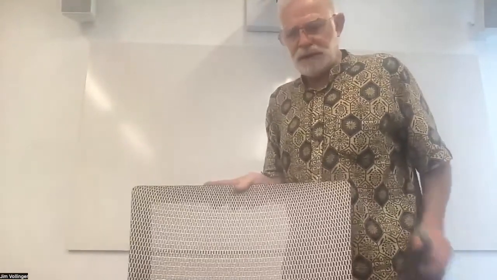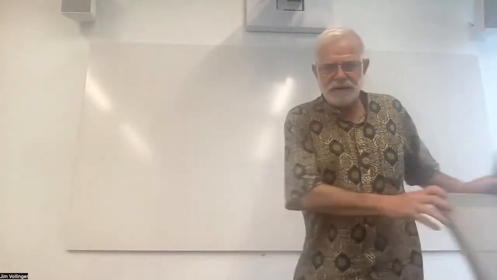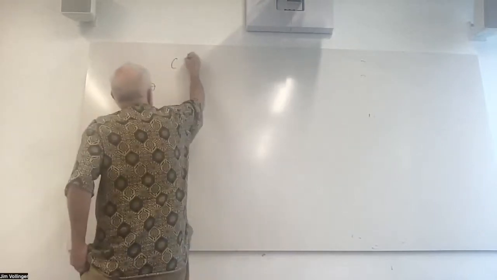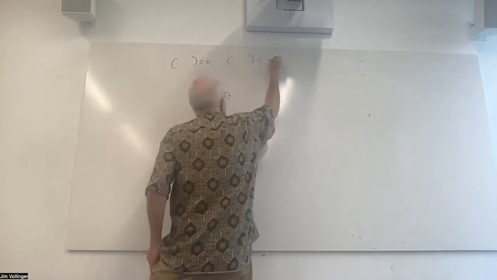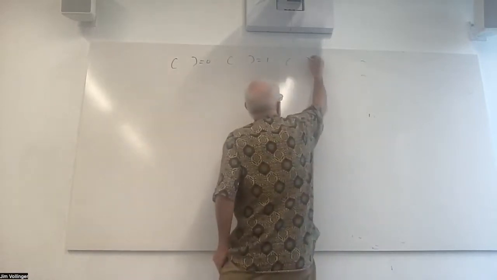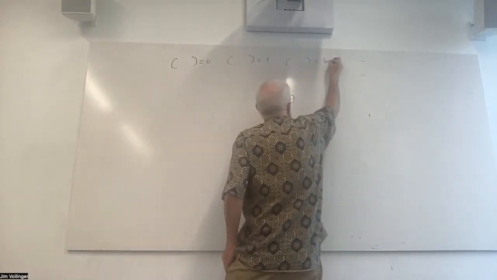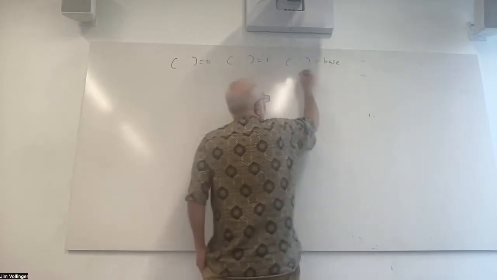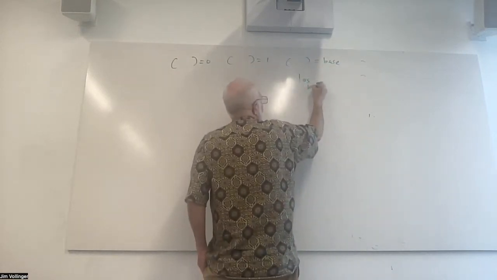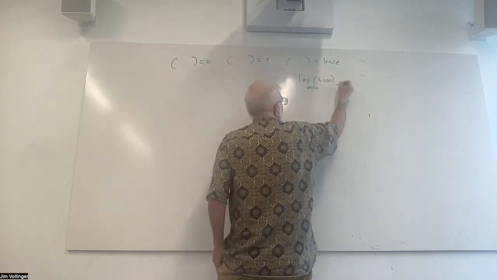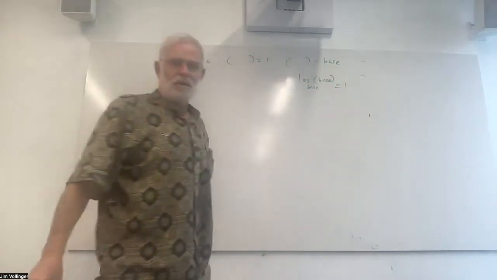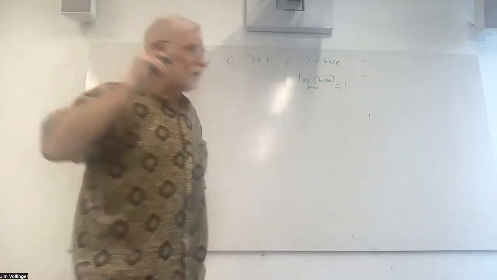And the shibboleth, the mantra, is set the parentheses to 0. Set the parentheses to 0. Set the parentheses to 1. And set the parentheses to the base. In other words, if I had a base and I made the parentheses that base, we're always going to generate the number 1, which is an easy number to work with in math.